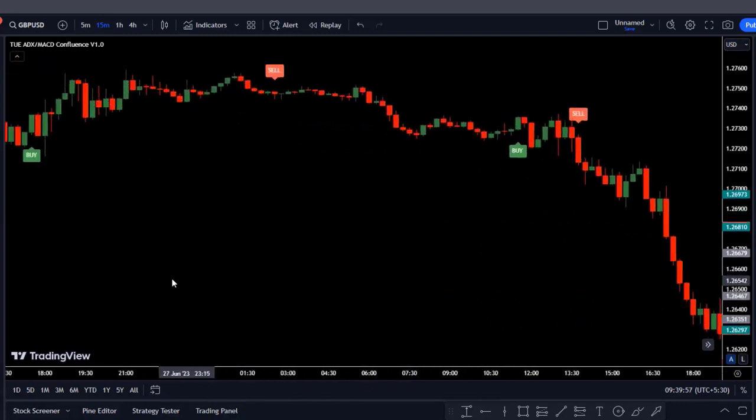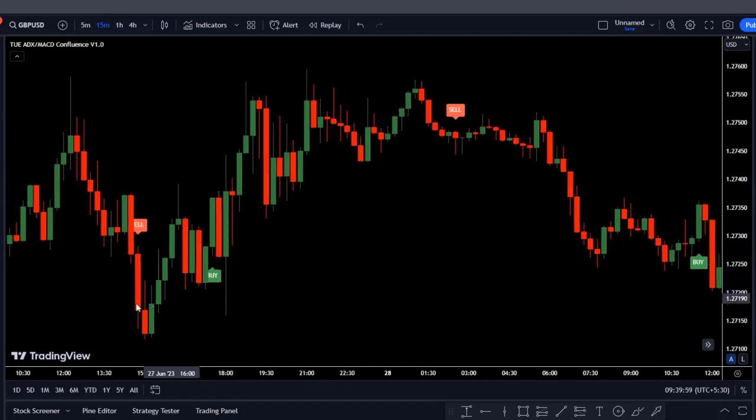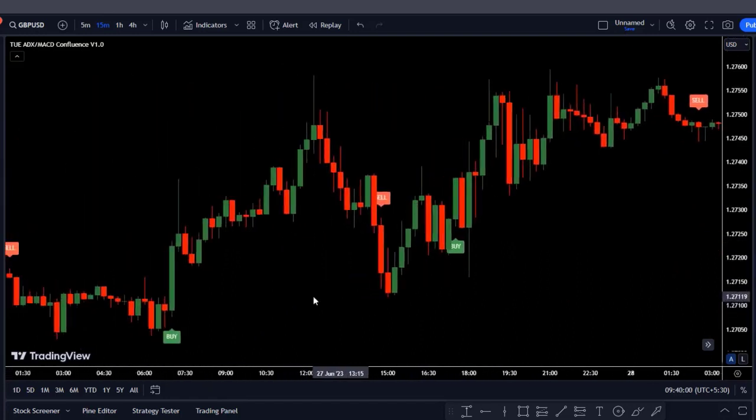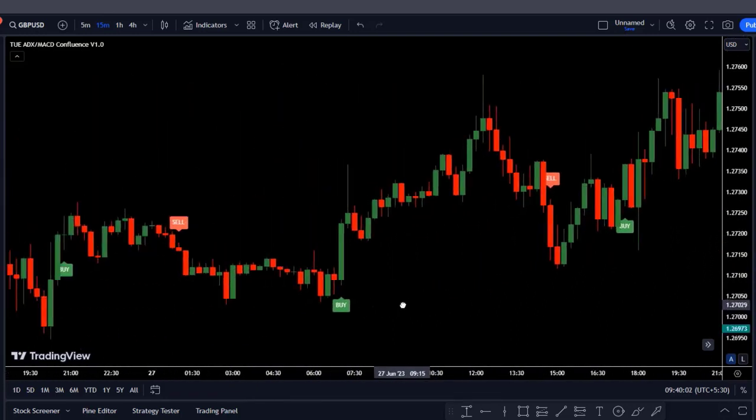To complement our strategy and ensure we consider the long-term trend, I've discovered another remarkable indicator: the Super Trended Moving Averages.